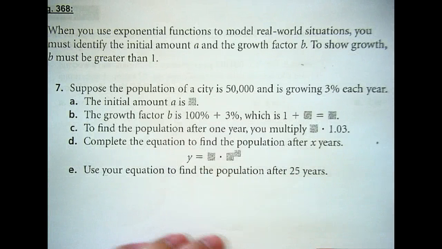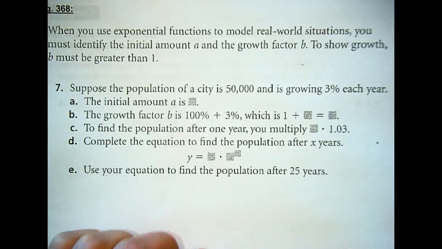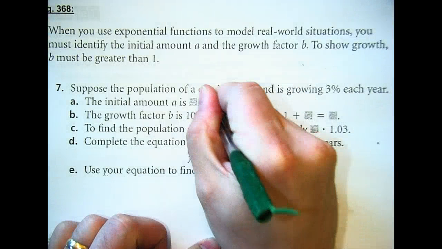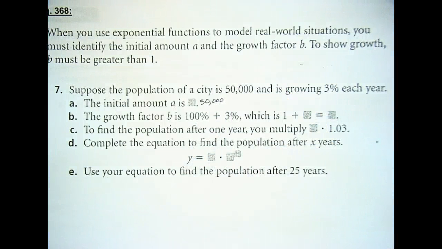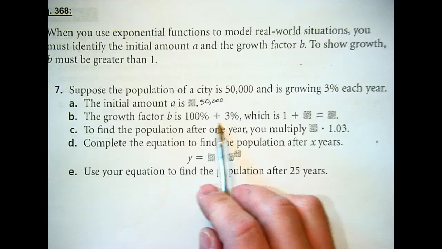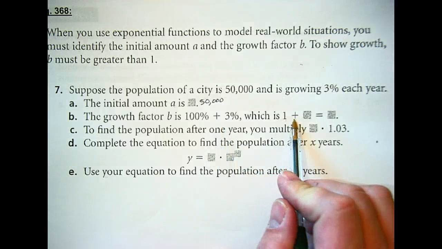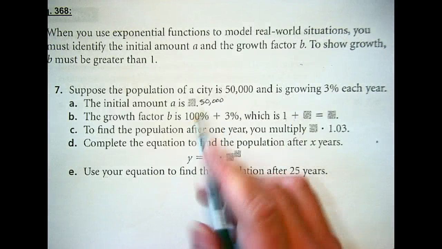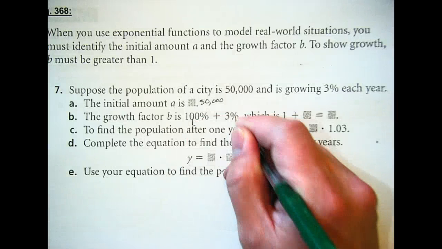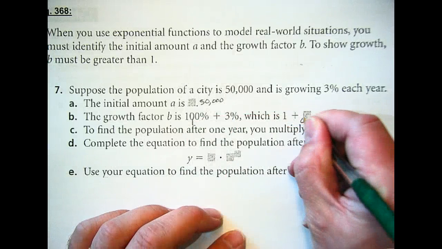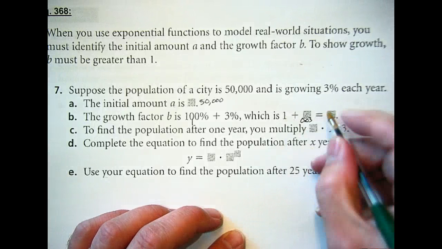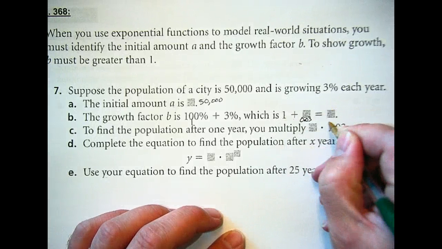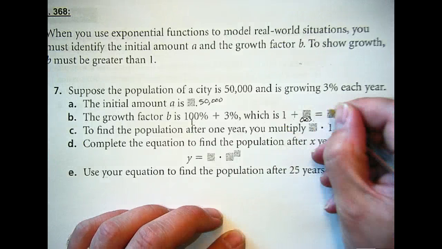The initial amount. What's our initial value? 50,000. How many got 50,000? Well done. The growth factor B is 100% plus 3%, which is 1 plus 0.03. 100% is 1. What's 3%? 0.03. How many got 0.03 there? Which gives us what here? 1.03.